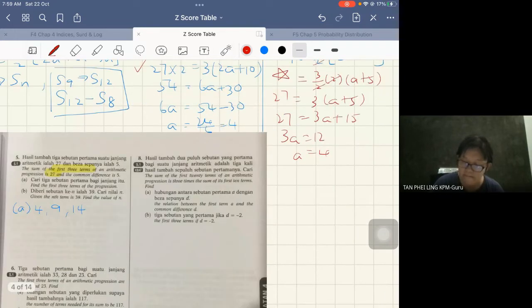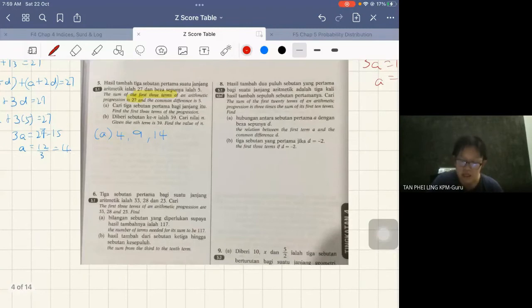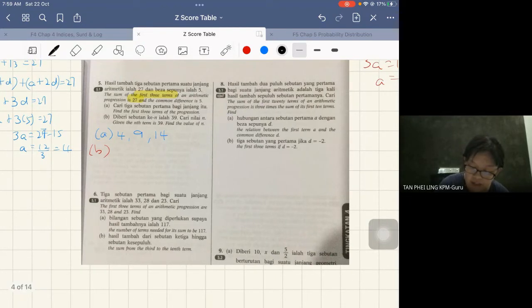Okay, part B. Part B, they told us that the nth term is 39. So find n. So again, the same. So part B, this one becomes easy, right? Why? Because you already know that you want to find Tn, which is equals to 39. So Tn is a, which is 4, plus n minus 1 times d. d is your 5, right?